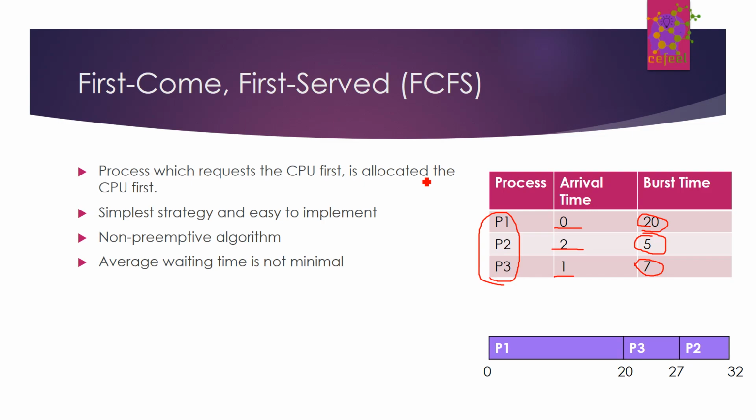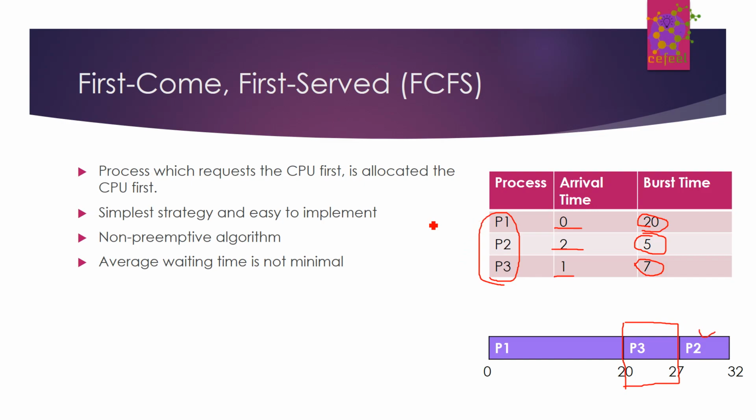At time 0, because P1 came first, we assign P1 the CPU. P1 will execute till time t equals 20, which means 20 seconds, and only then will the CPU be released. At that time we see that P3 is the next one which came early, because it came at time 1. So we execute P3, which takes 7 seconds, and once the CPU is released at 27 seconds, P2 is executed.